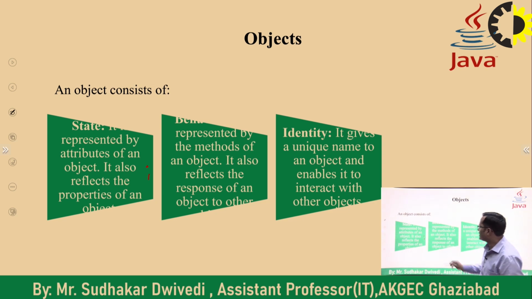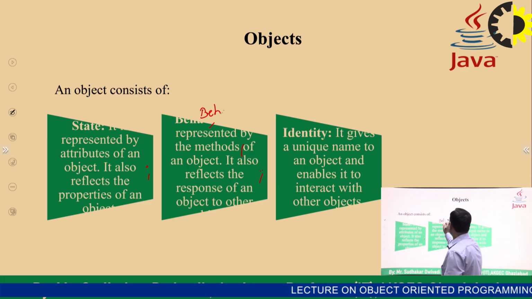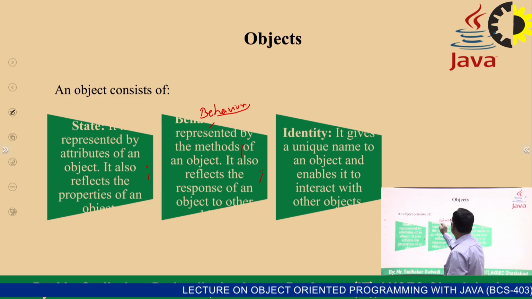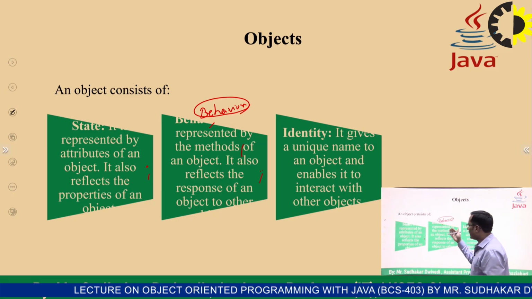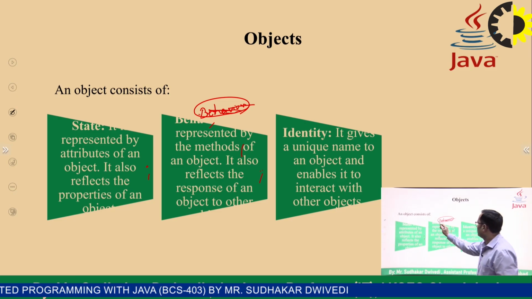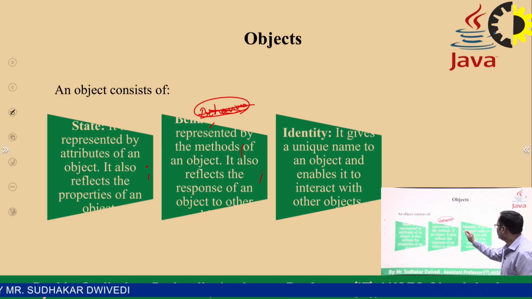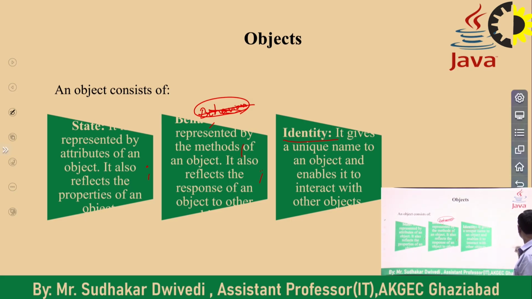So this is the state, and state means the attributes, and this is the behavior. Behavior means the methods, the methods that actually work on that particular object. The behavior is the code that actually processes this data, and this is the identity, meaning the unique name provided to the object. So an object consists of the state, behavior, and the identity.